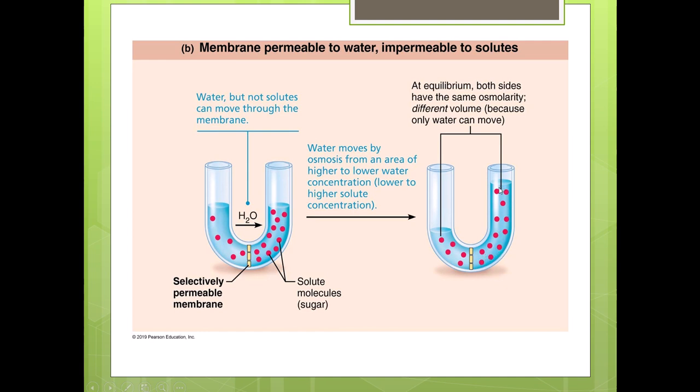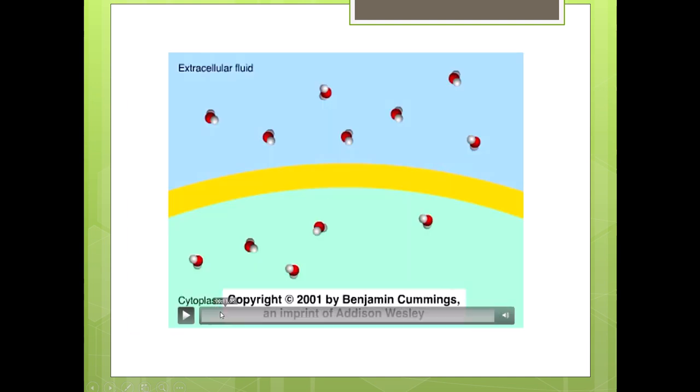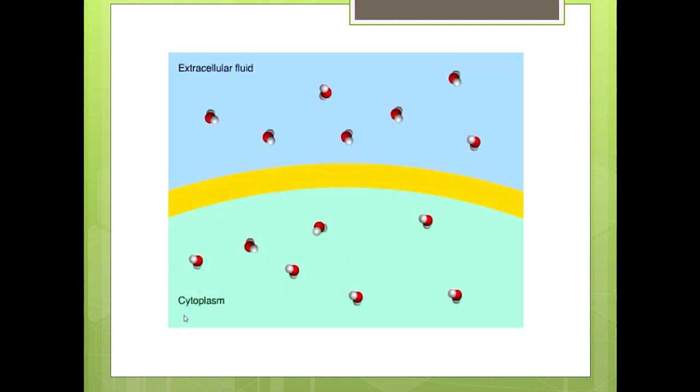Now the solvent itself is still moving down the concentration gradient, but again we have achieved equilibrium because we may have a higher solute concentration here, but now that we have a greater volume of water, we still have the same concentration overall across that membrane. So let's watch a little video about osmosis.